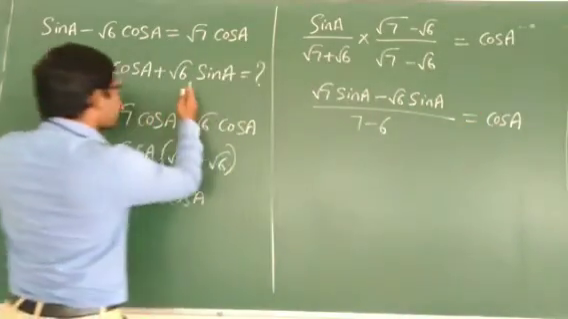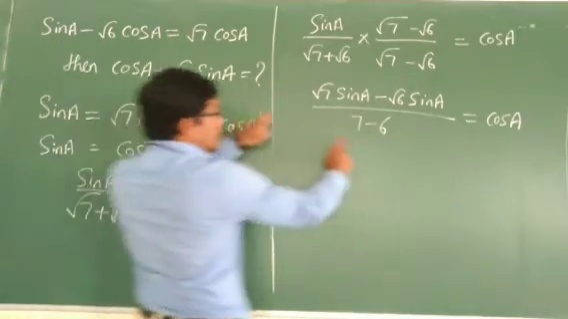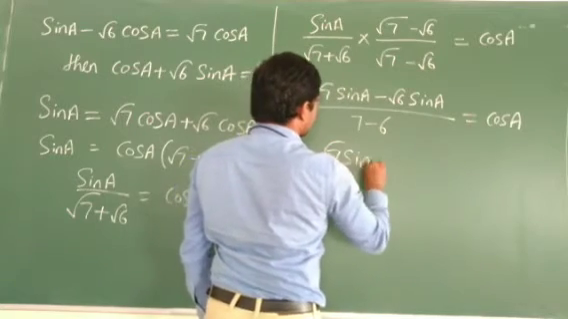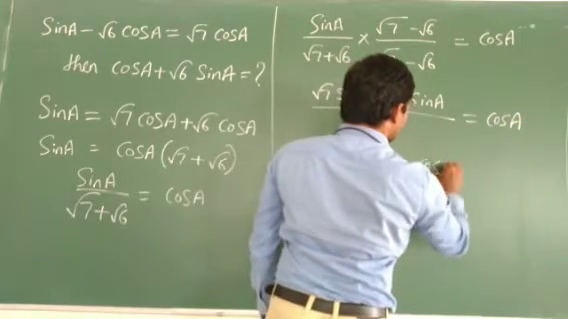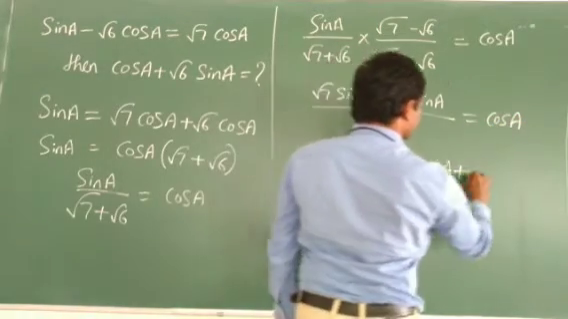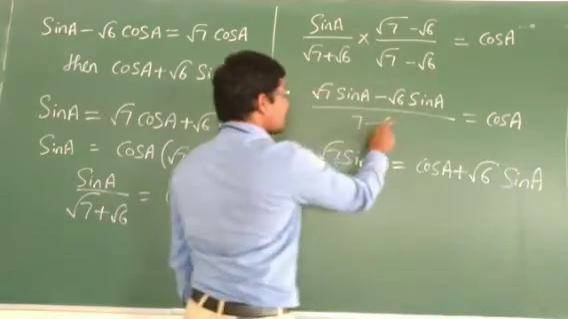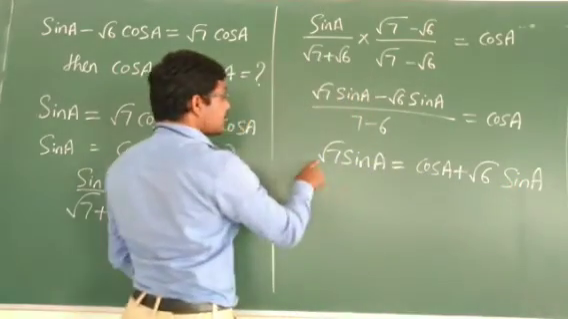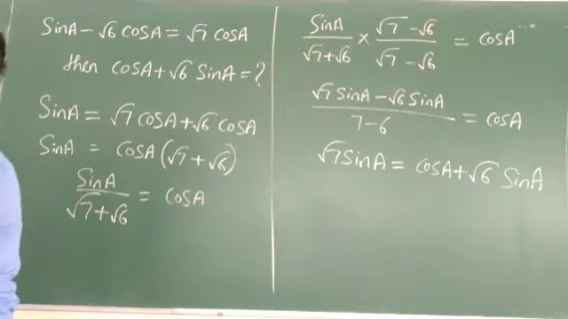So again if you look at this, we need cos A plus root 6 sin A. So this we can send to the right side. Here we get sin A, that is equal to, take this to the right side, cos A plus root 6 sin A. Anyway, 7 minus 6 is 1. So cos A plus root 6 sin A is equal to root 7 sin A. That will be option B.